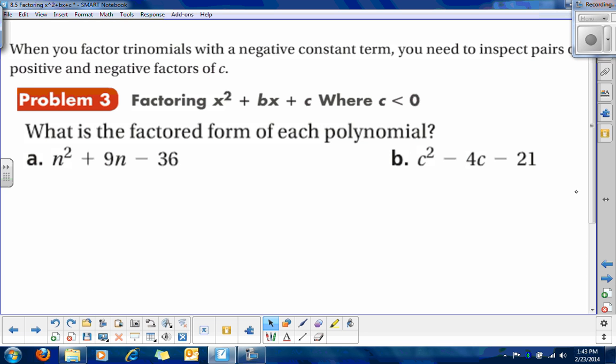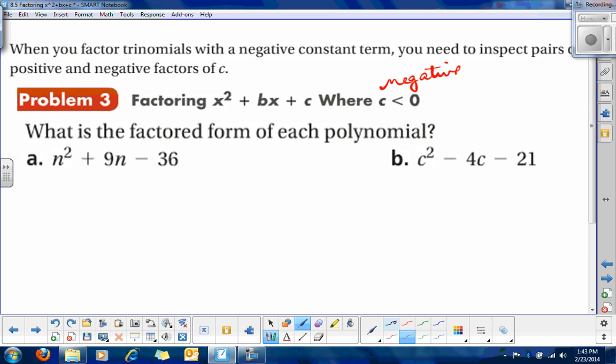Okay, so problem 3 is factoring where c is less than 0. And of course, when we have c is less than 0, we all know, what does that mean? That means that c is negative. Now, when you factor trinomials with a negative constant term, you need to inspect pairs of positives and negatives of c.